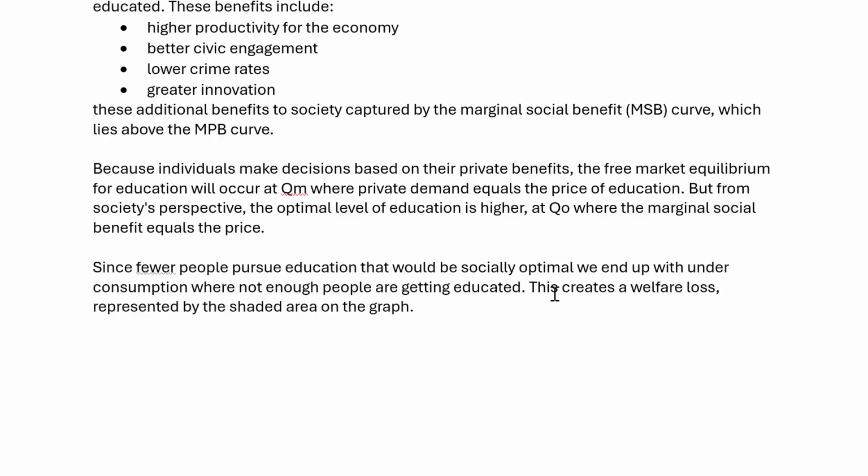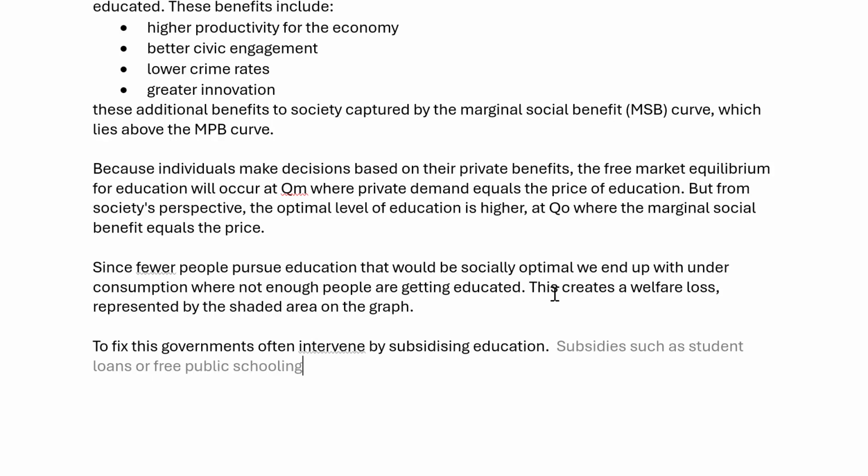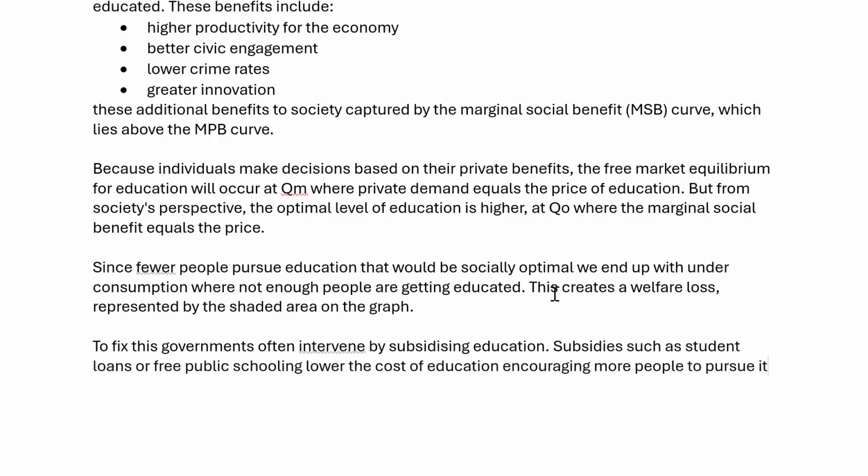To fix this, governments often intervene by subsidizing education. Subsidies such as student loans or free public schooling lower the cost of education, encouraging more people to pursue it. This helps shift consumption closer to the socially optimal level, which we represent by QO, reducing the welfare loss and leading to better outcomes for society.